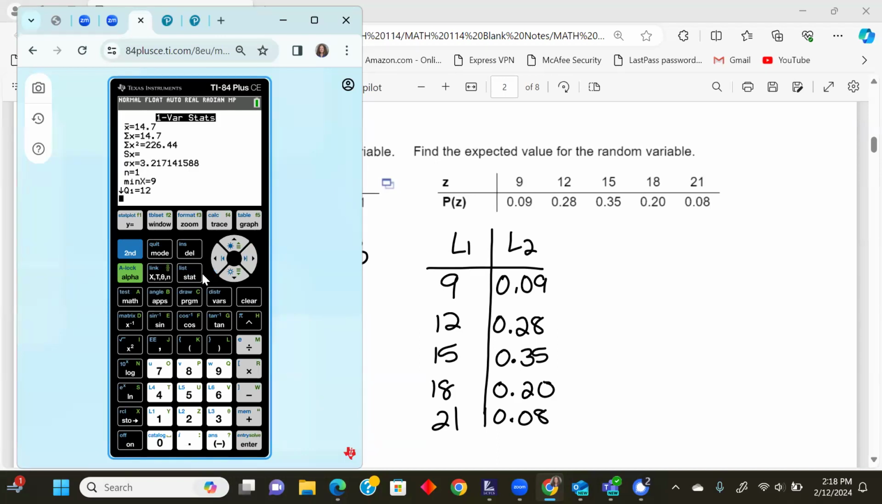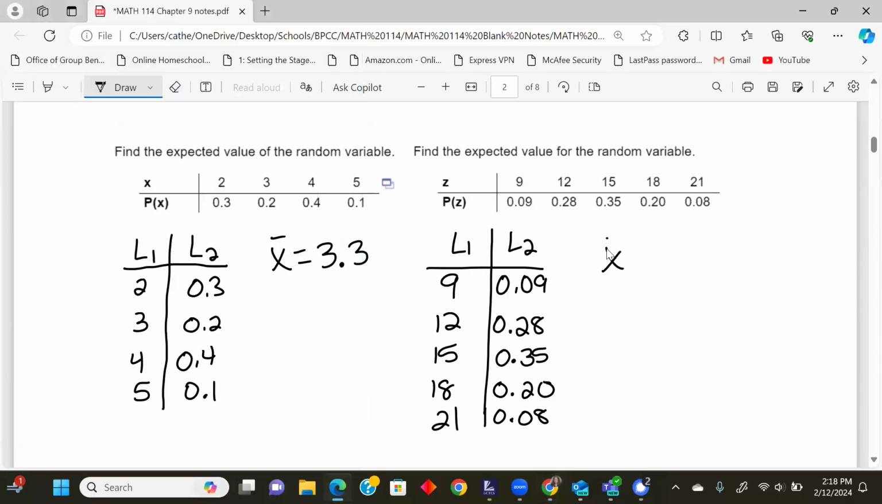And X with the bar above it, that first one, that is our mean. That is our expected value. And I said it was going to be somewhere in here, between 12 and 18, pretty close to 15. Okay, that is the average. It will vary depending on, this is pretty symmetrical. Okay.